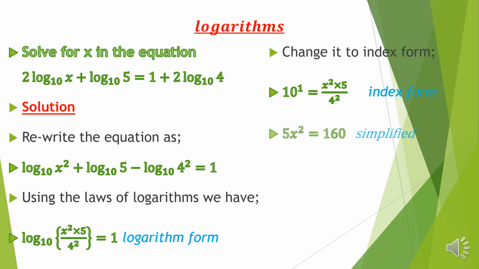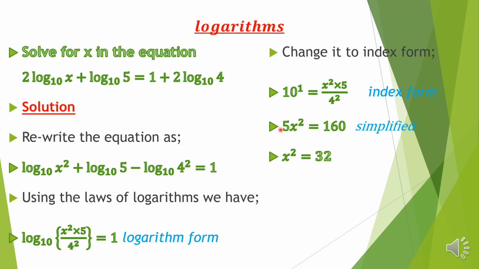So I can actually simplify this particular equation by cross multiplying to have 4 squared, which is 16 times 10, to have 160, and x squared times 5, which gives us 5 x squared equals to 160. Now this is the simplified form. We can simplify this further by dividing across by 5, and this one reduces to x squared equals to 32.